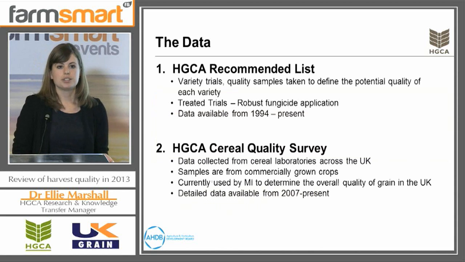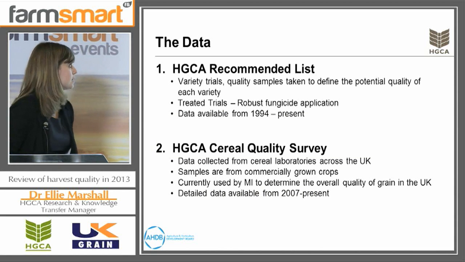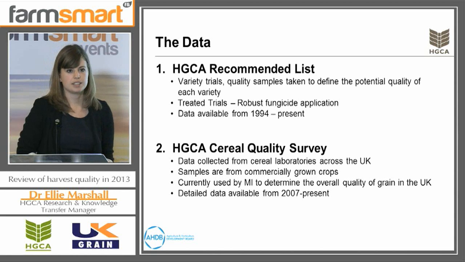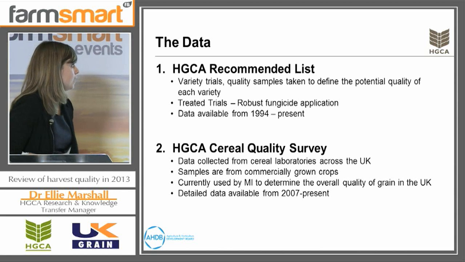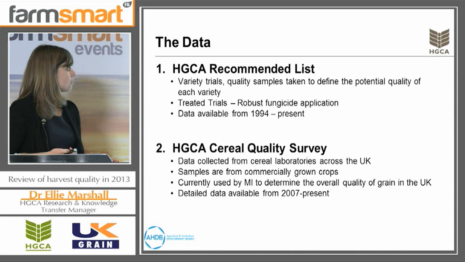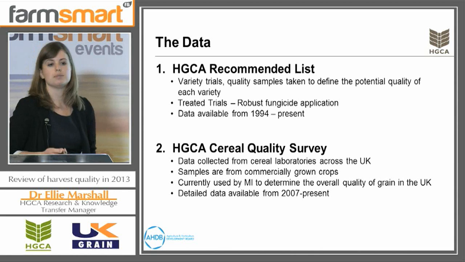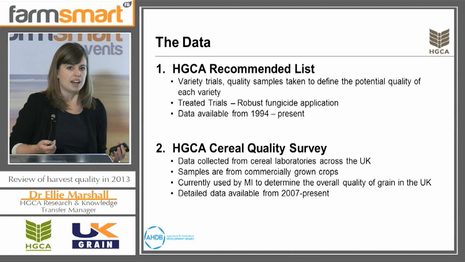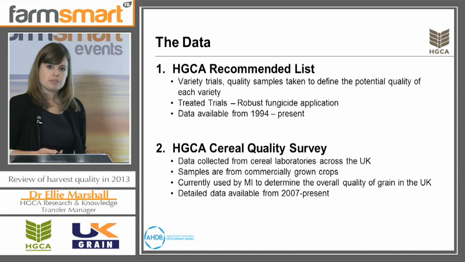HGCA currently holds two sets of quality data, and these are both very comprehensive sets. Firstly, there is the HGCA Recommended List. Now, these are variety trials, and quality samples are taken from these trials as well. The trials are grown using robust fungicide applications, much more than would be used on commercial farms. And this is so the varieties can be grown to their absolute potential. We have data available from this from 1994 to the present day.